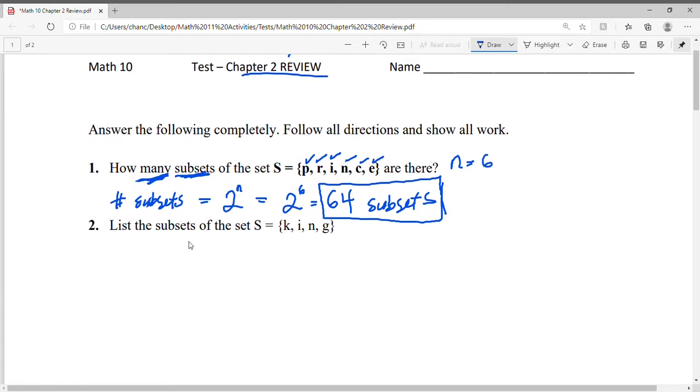Question number 2. We're going to list all of the subsets of S, being the letters K, I, N, and G. Now this one they actually want to list, but let's use the formula for the number of subsets, and that's equal to 2 to the n. In this case, n is equal to 4. So 2 to the 4th is going to give me the number of subsets, and that's 16. So I know if I list all of the subsets, I should have a total of 16 subsets.